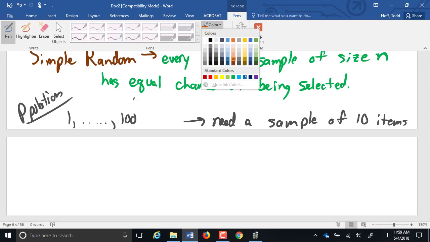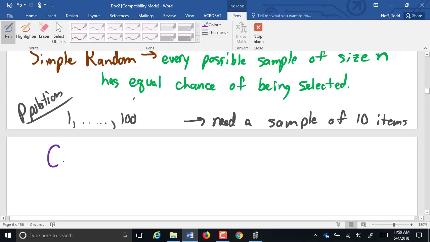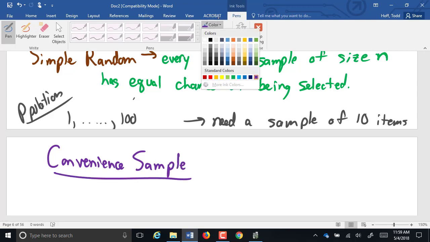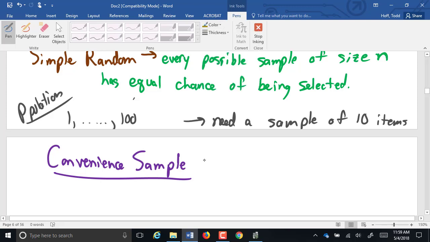Our first type of sample we're going to talk about is a convenience sample. A convenience sample is quite simply you take readily available information. In other words, you take what comes easy for you.